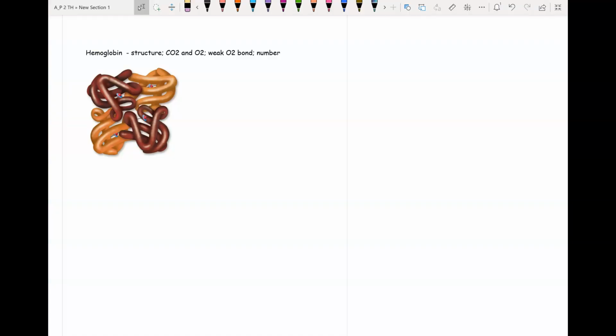So now we can move into a little more detail of the red blood cell and look at the hemoglobin that's inside of it. So remember, you have 280 million hemoglobins inside each erythrocyte.